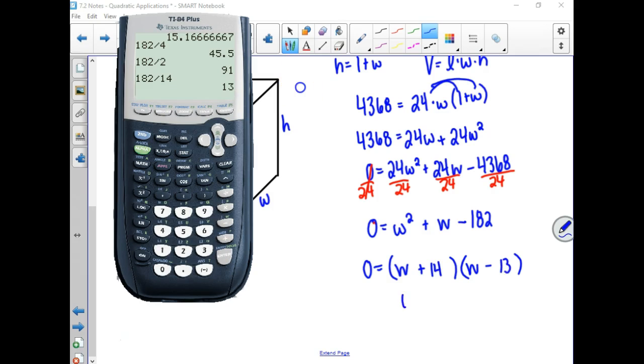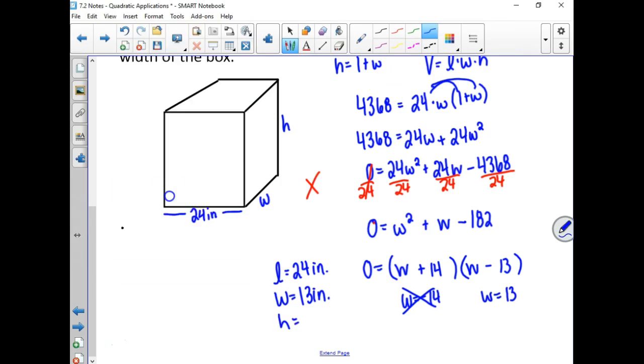So my two answers that I get are W equals negative 14, which we are going to disregard, and W equals positive 13. So my width is positive 13, and what are we measuring? This is in inches. I already knew that my length was 24 inches, and then the height has to be one more than the width, which would be 14 inches. So here's my answer, 24 inches by 13 inches by 14 inches.